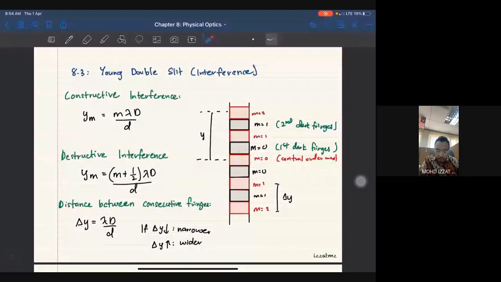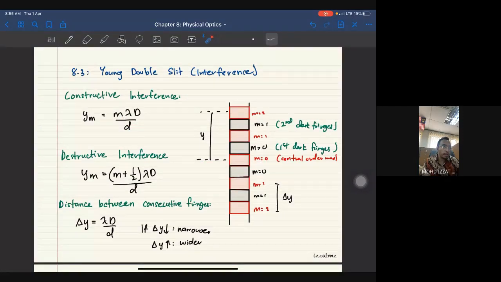Okay, one of the most important thing yang selalu student salah when they try to use this formula is when they try to substitute values of m. Okay, remember this m dalam exam kadang-kadang dia kasih nilai m. m ni adalah numbers of order. So if the question gives you numbers of order, you can straight away substitute inside this equation. Tak ada masalah.